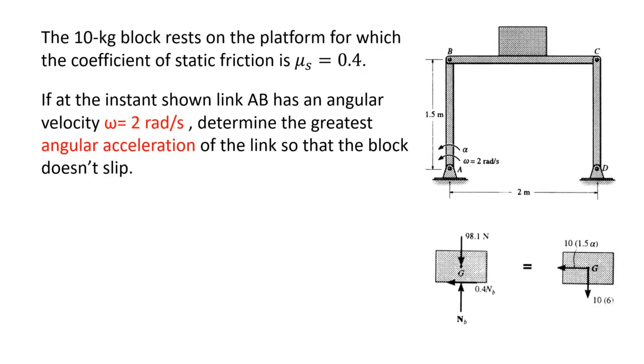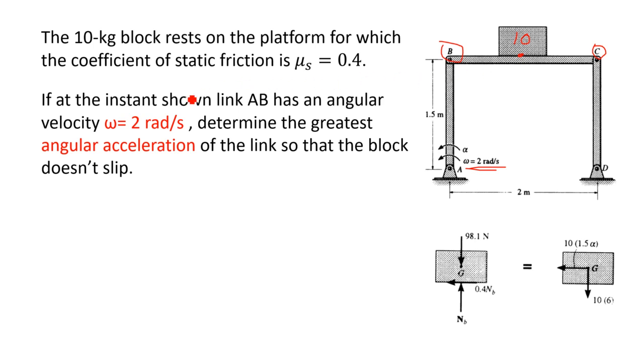Okay, so another example is going to be about a mechanism that has a platform, BC, and we have a block on it. As the link AB rotates due to the omega applied to it, the platform is going to remain horizontal. We have a box of mass 10 kilograms on top of it, with friction between the platform and the box that prevents it from slipping.